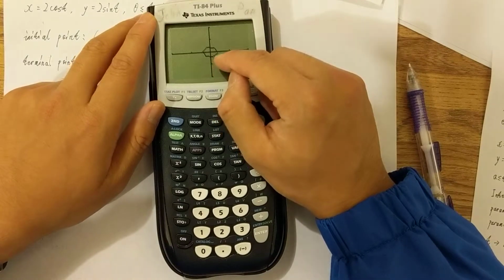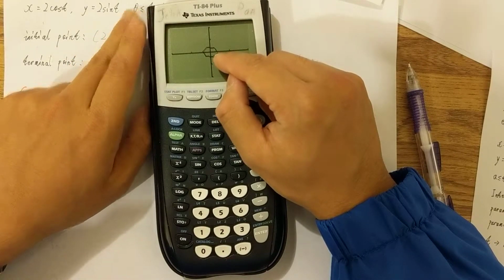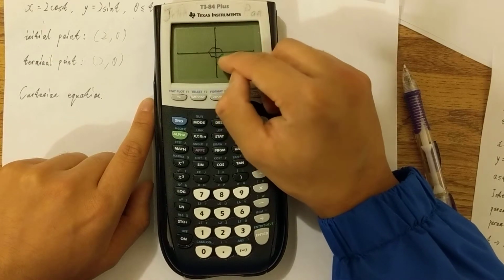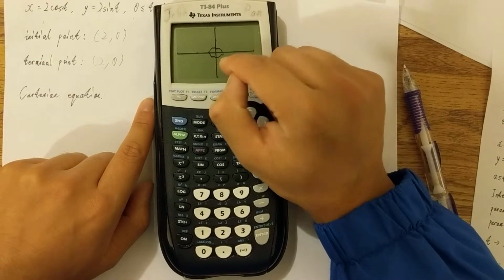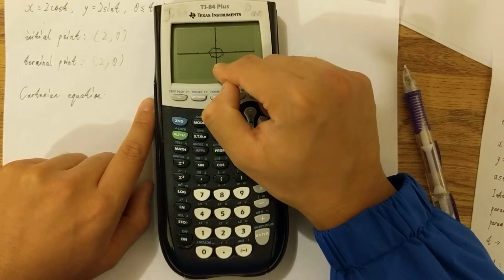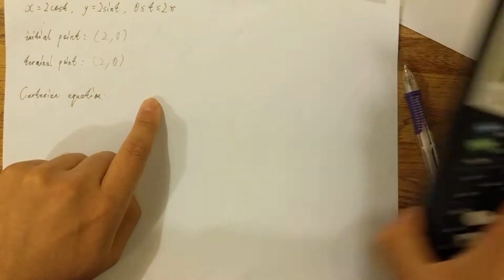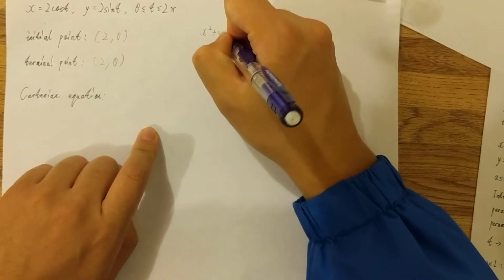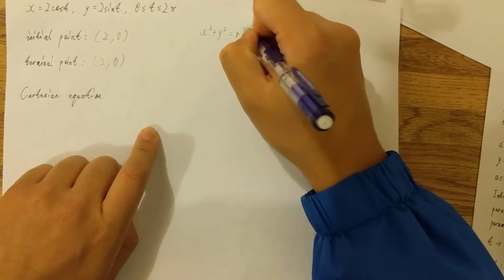You can see it looks like a circle. You can see that it starts from the initial point and then it goes counterclockwise back to the same point, which is also its terminal point. So we know that the equation for circle is x squared plus y squared equals r squared.